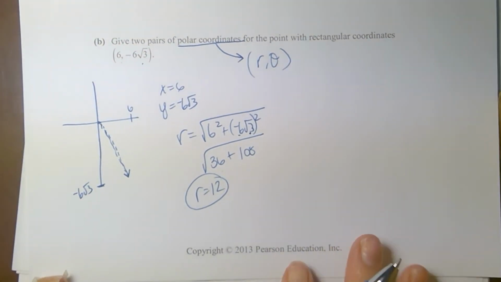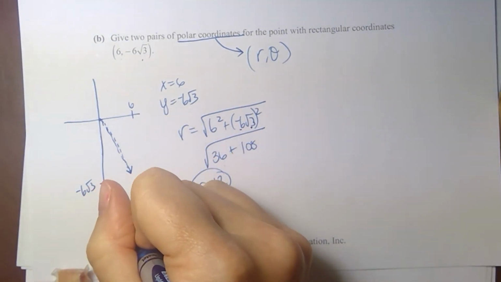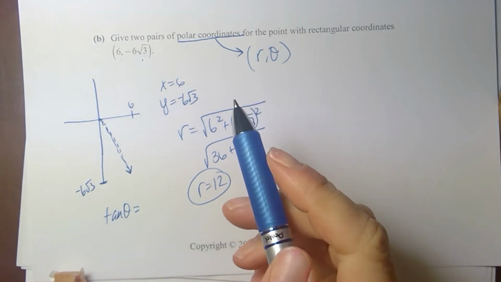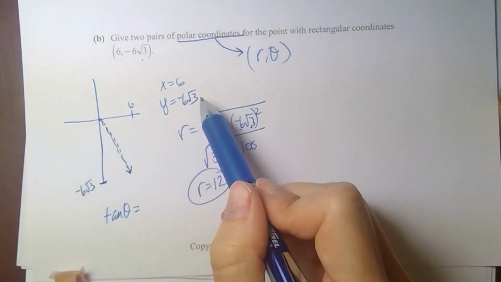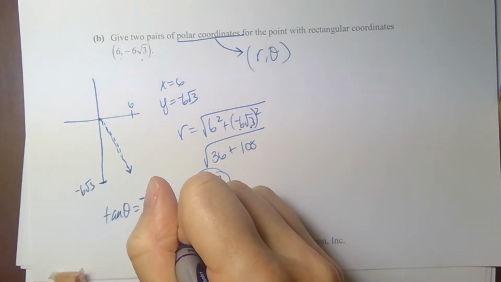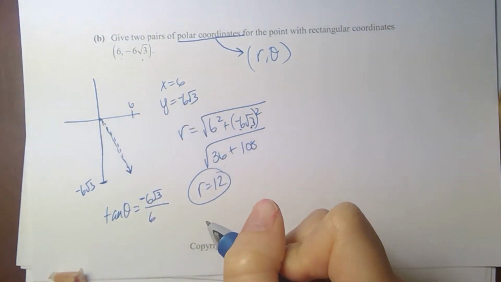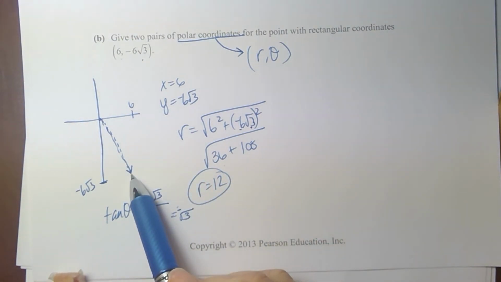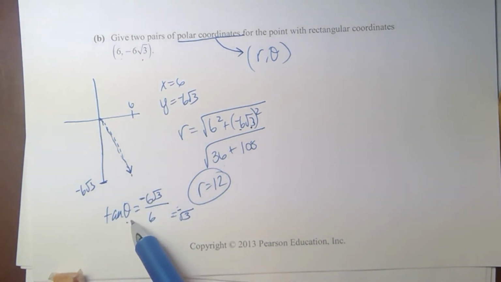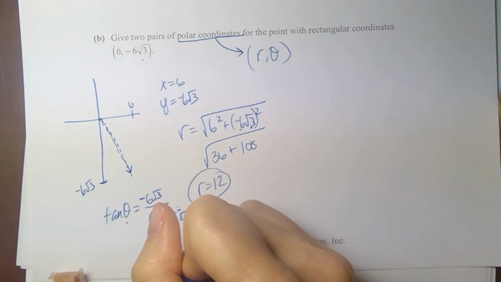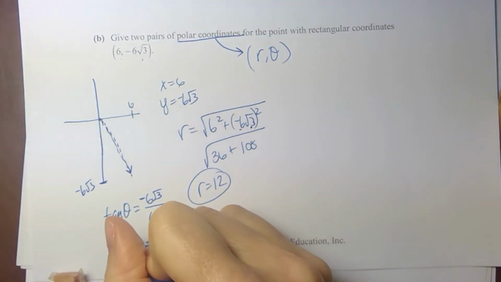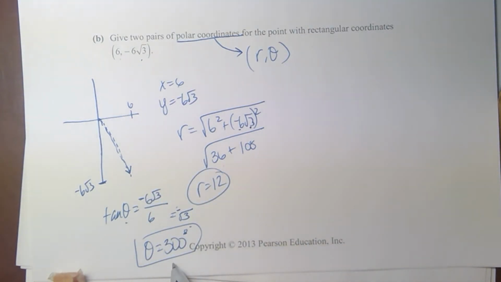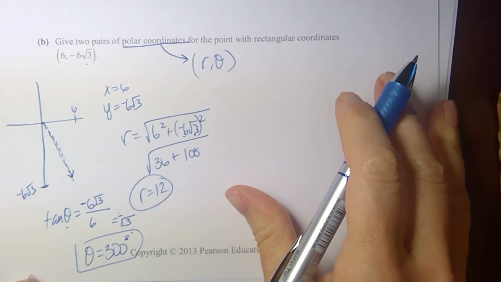Then to figure out theta, I use tangent. Tangent theta is y over x. This is what I messed up in my other video because I didn't stack it correctly. So we're going to make sure we do it right this time. Y is negative 6 square root 3 over 6 gives me a tangent function value of negative square root 3. Well, what angle in quadrant 4 has a tangent value of negative square root 3? That angle is 300 degrees. You can look back at your unit circle and do some quick calculations to figure out tangent. So theta is 300 degrees.